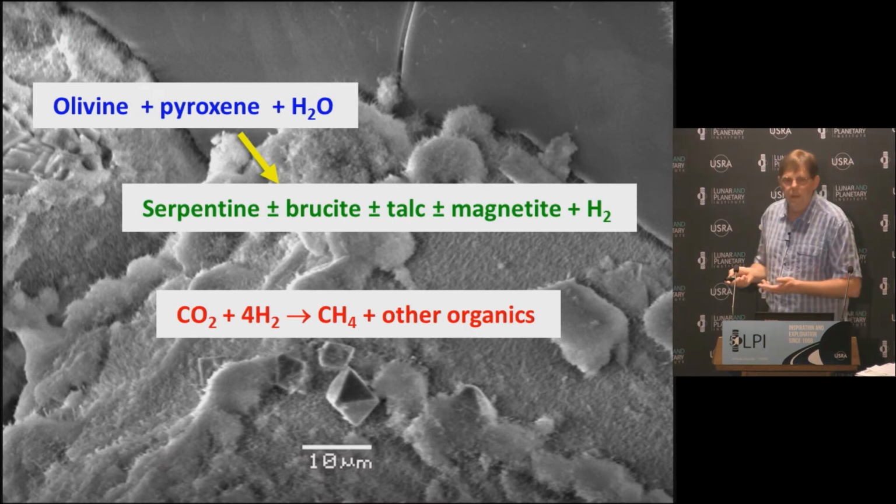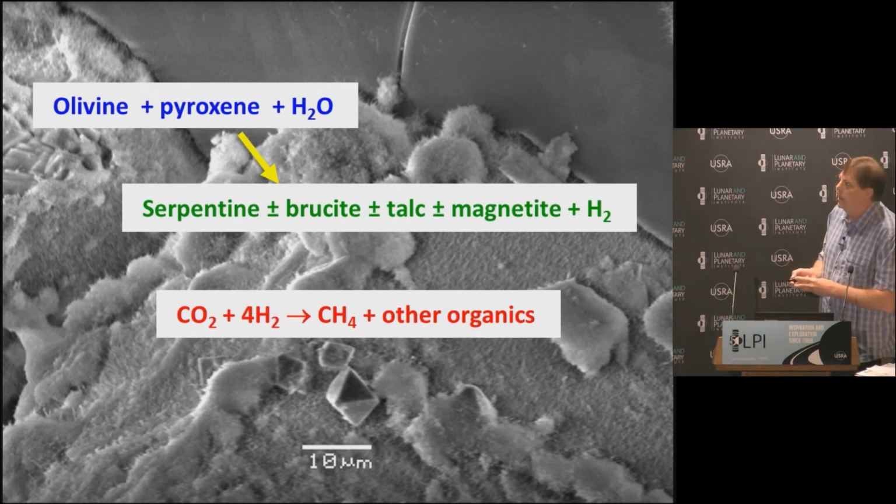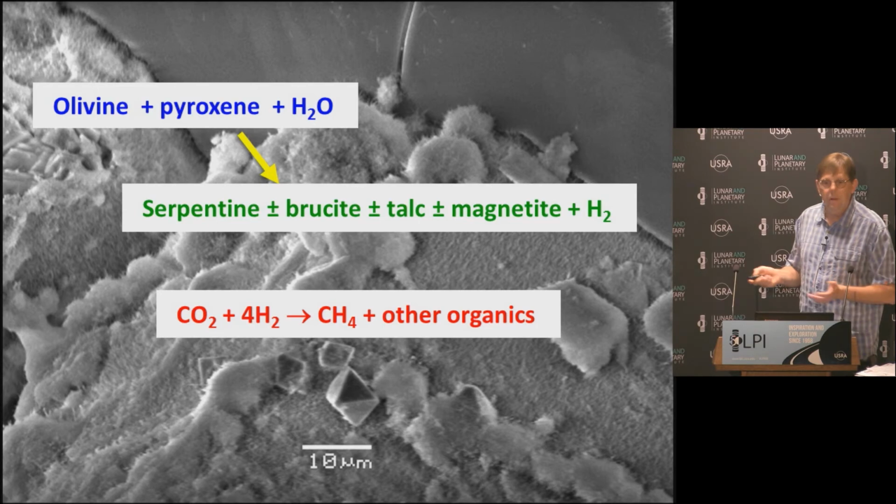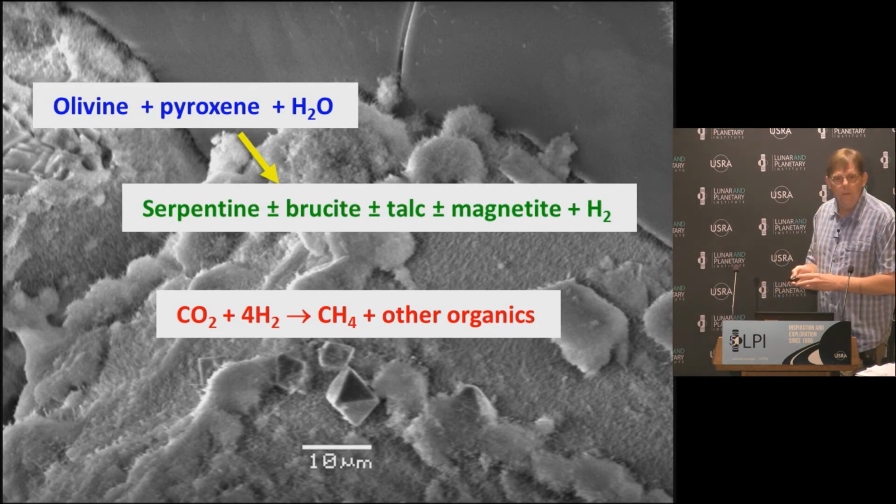So I just want to spend a couple of minutes here at the end talking about this carbon reduction in these systems. There's been for a long time a notion that this hydrogen that's present in these systems can react with dissolved CO2 and produce things like methane and other organics. The problem is there is almost no evidence to support this now from experiments.